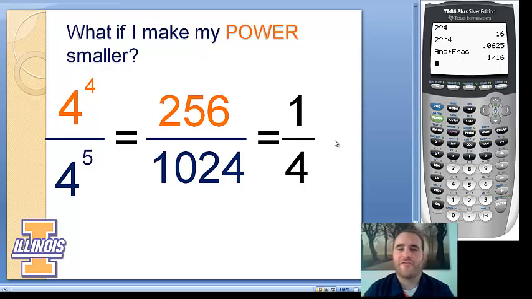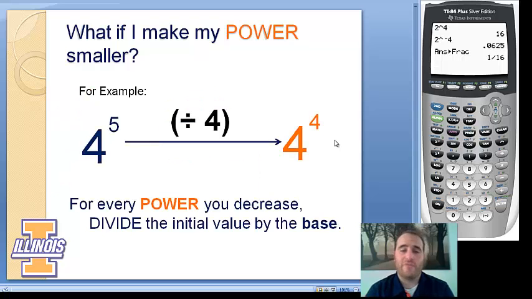So 1/4 is a fraction, and fractions essentially tell us division. So what that tells us is, in order to go from 4 to the 5th to 4 to the 4th, we have to divide by 4. And the rule for this becomes, for every power that we decrease, we divide the initial value by the base. So we went from 4 to the 5th to 4 to the 4th. We went down by 1, so we have to divide by 4 once. If we went from 4 to the 5th to 4 to the 3rd, we would be going down 2 powers. We would have to divide by 4 twice.